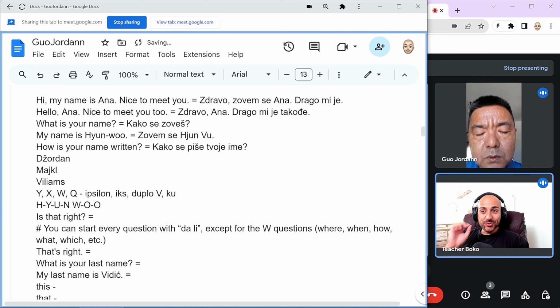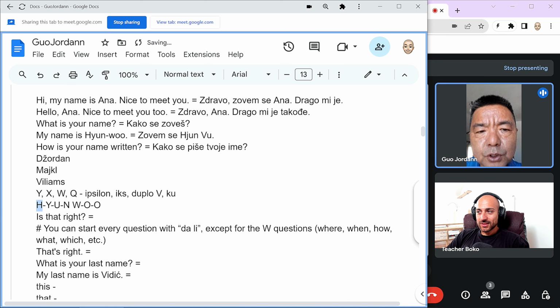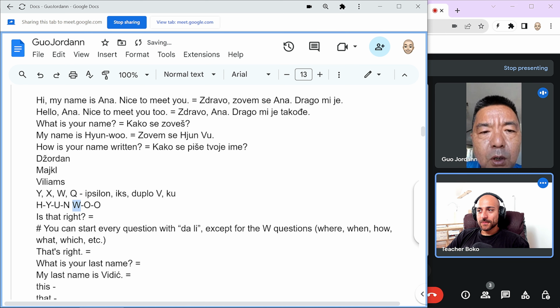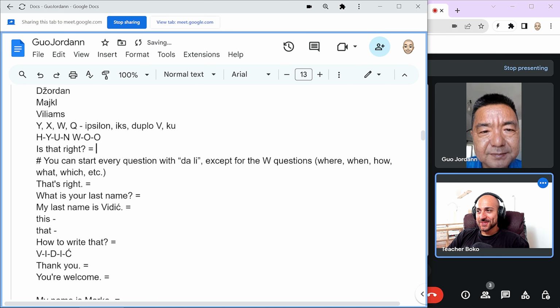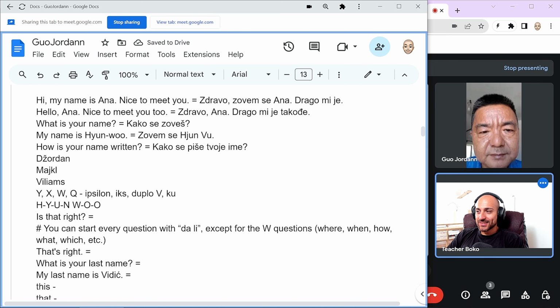So if you want to spell this name letter by letter so some other person can write it, you can say H, Ypsilon, N, duplo V, O. Exactly.